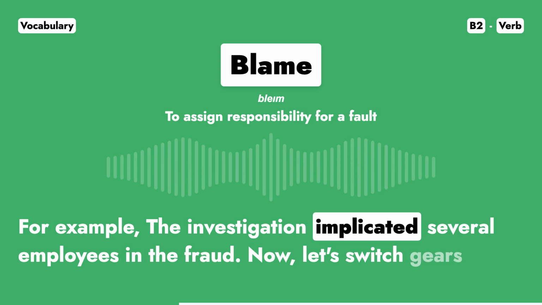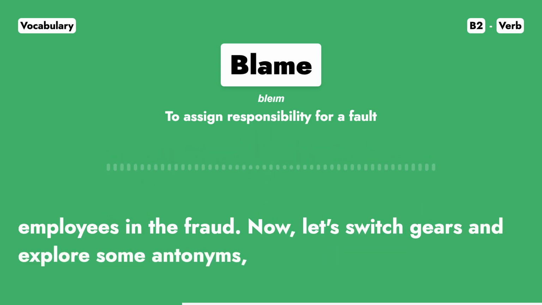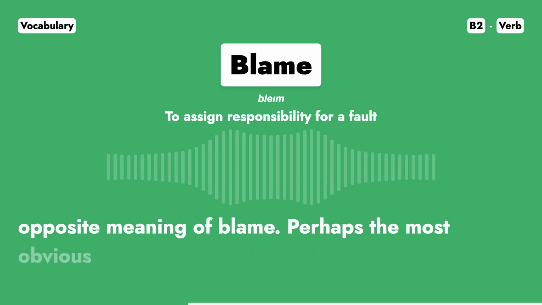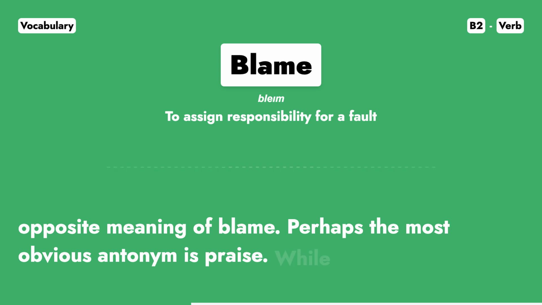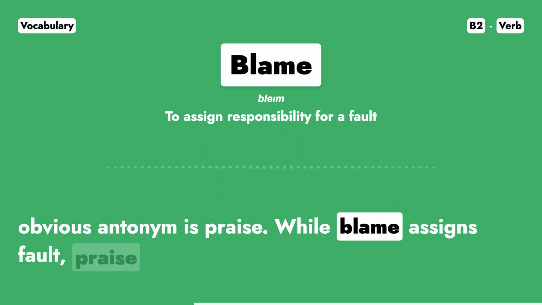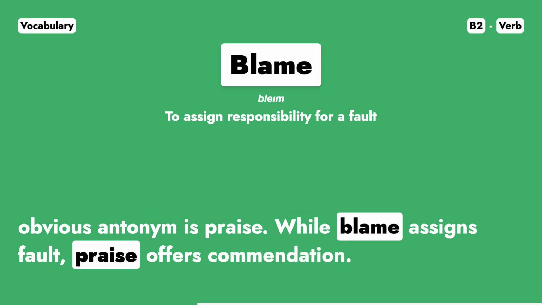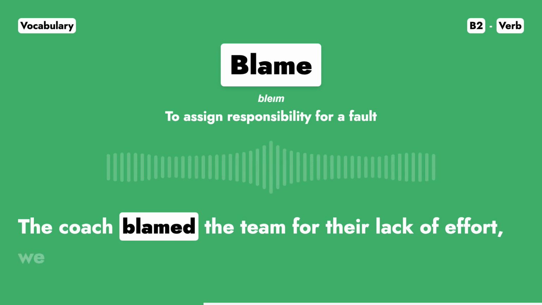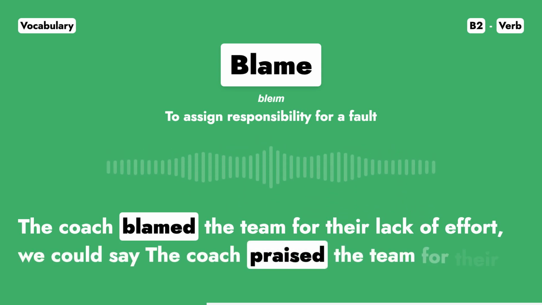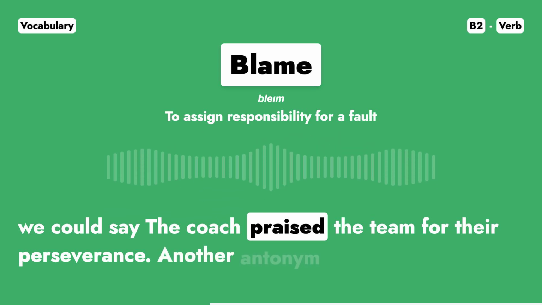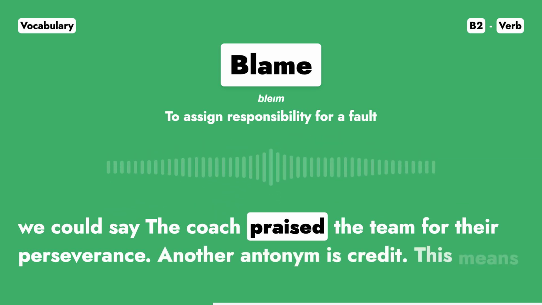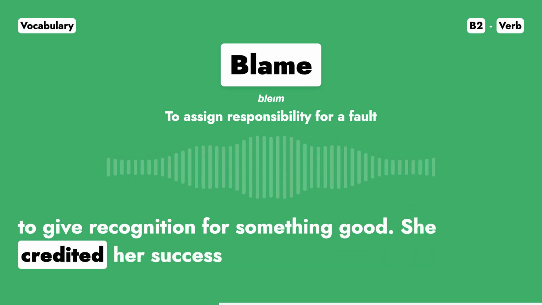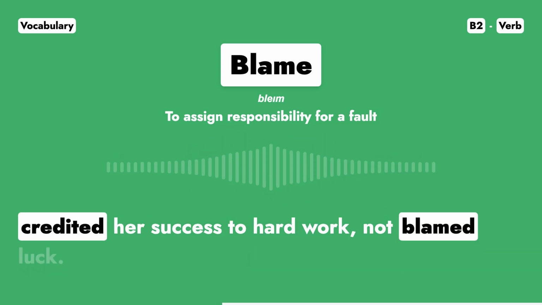Now, let's switch gears and explore some antonyms, words that have the opposite meaning of blame. Perhaps the most obvious antonym is praise. While blame assigns fault, praise offers commendation. Instead of saying the coach blamed the team for their lack of effort, we could say the coach praised the team for their perseverance. Another antonym is credit. This means to give recognition for something good. She credited her success to hard work, not blamed luck.